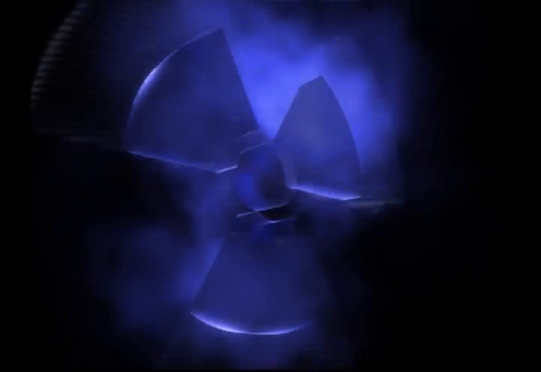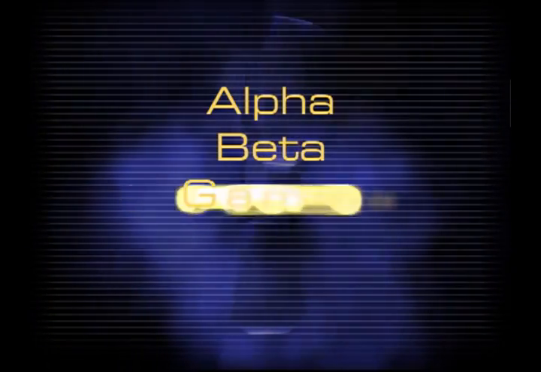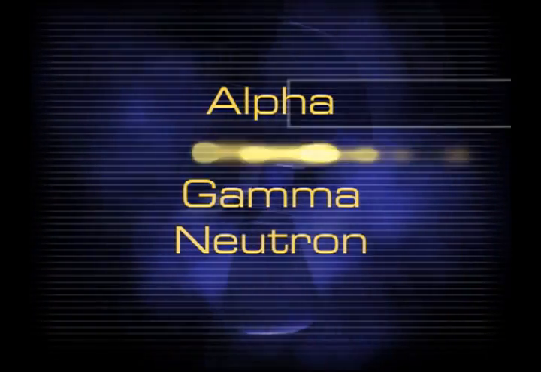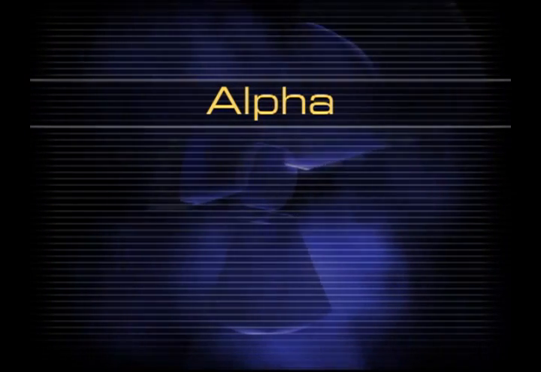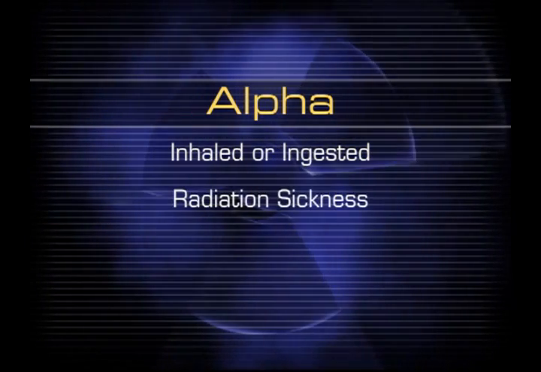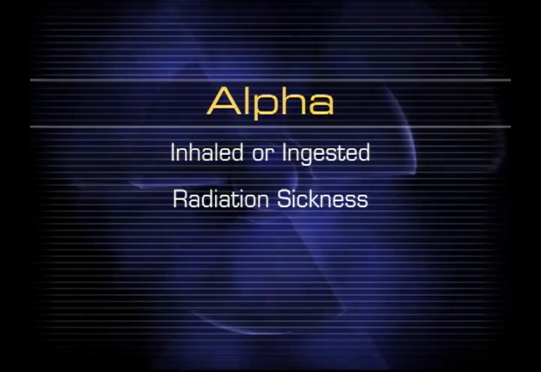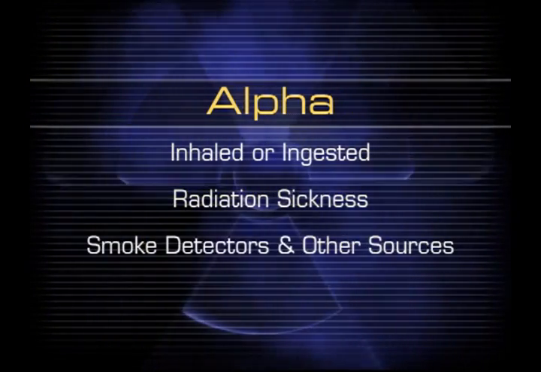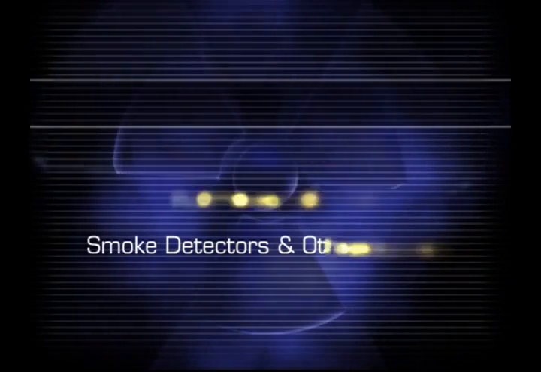Radioactive material exposure and contamination are other important terms to be aware of. There are 4 primary types of radiation exposure: alpha, beta, gamma, and neutron exposure. Particles emitting alpha radiation need to be inhaled or ingested to pose the risk of radiation sickness. Most alpha exposures come from smoke detectors and other sources.